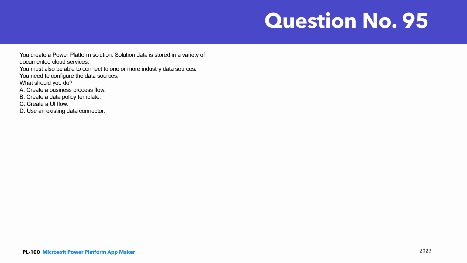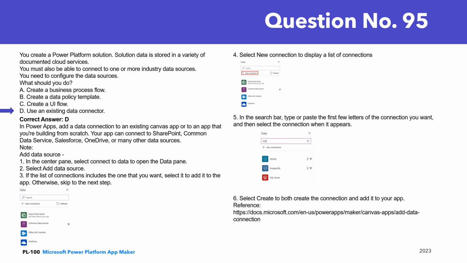What should you do? A. Create a business process flow. B. Create a data policy template. C. Create a UI flow. D. Use an existing data connector. Correct answer, D.